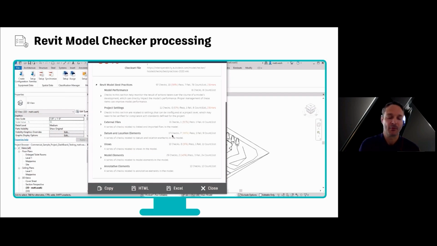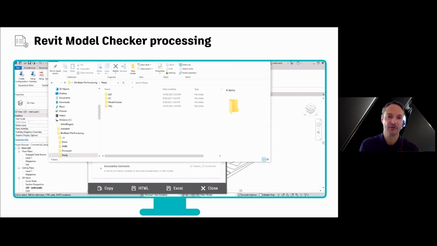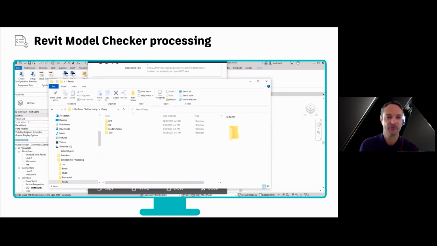And then we process that by just moving that Excel file to a file on our C drive, which is model checker processing file. And as soon as we drop that Excel file into that folder, it automatically processes it and sucks it up into BIMbeats or into Kibana. So then you can go into Kibana, and within a minute, it's there to analyze.